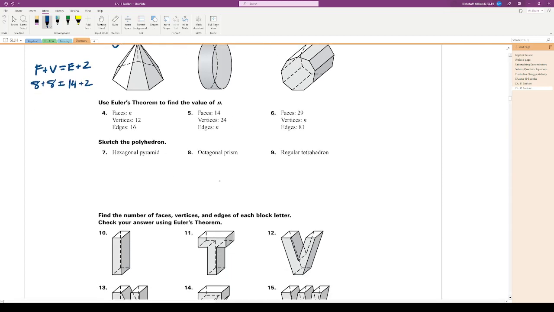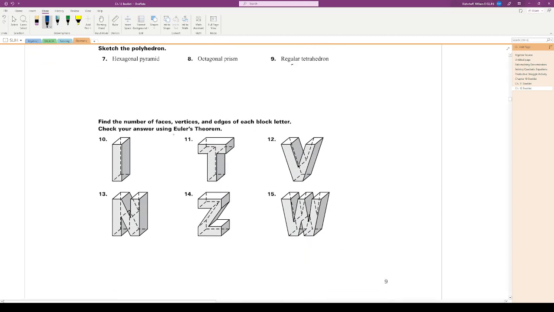This wants you to sketch some polyhedrons. I'm not going to try that. Just remember that pyramids go to a point at one end, whereas prisms have all rectangular lateral faces. So you have 2 identical bases and rectangles connecting them. And then regular tetrahedron we saw in our notes. This one wants you to find the faces, vertices, and edges of these, and then verify that you counted correctly using Euler's theorem. So count them up from the drawing.